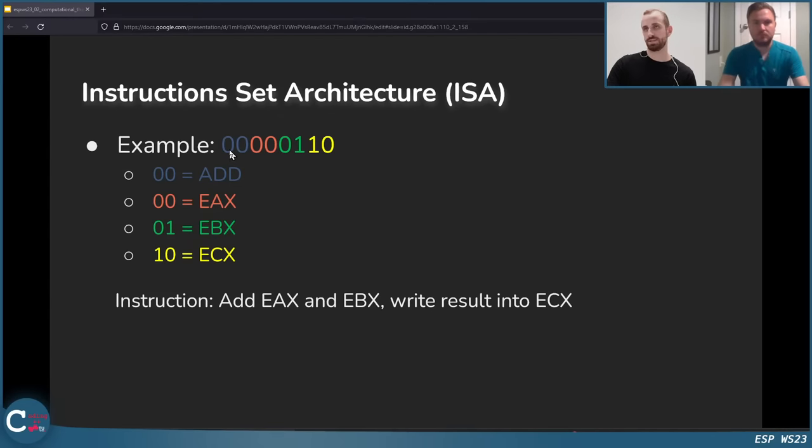We have here in the memory, let's say, this data: 0000010. And we can interpret it using this instruction set architecture, the language the CPU speaks. We can interpret the first two bits as, let's say, an add. The next two bits indicate the register, the value in the register EAX. And we add this value with the next two bits, which is EBX. The last one is the destination register, ECX. So the instruction could be: add the values of these two registers and write the result into this register.